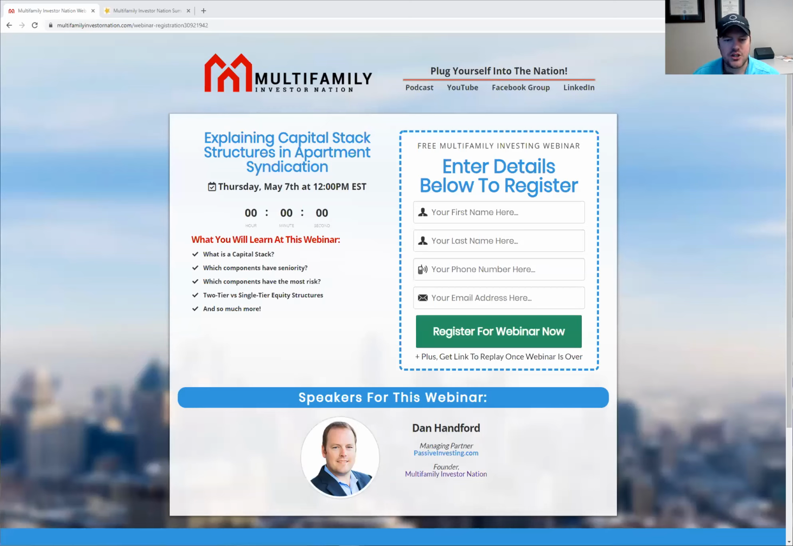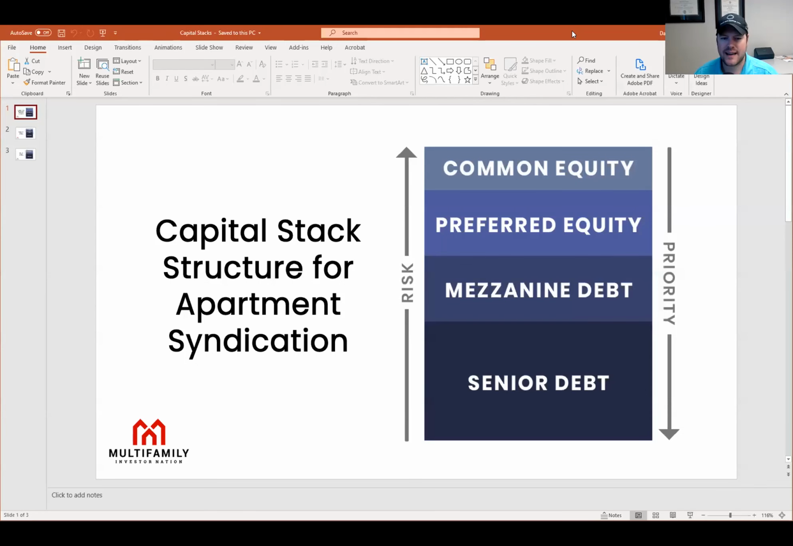So let me share my screen here. This should be a different screen. Go ahead and raise your hand if you can see my new screen that I've shared here, which is the capital stack, and you can see how we've outlined it.